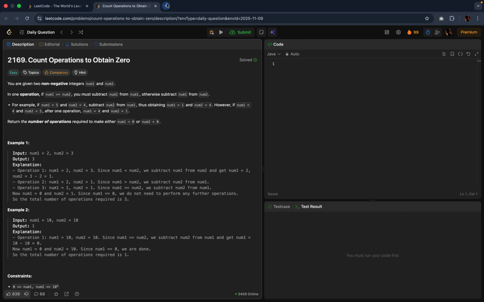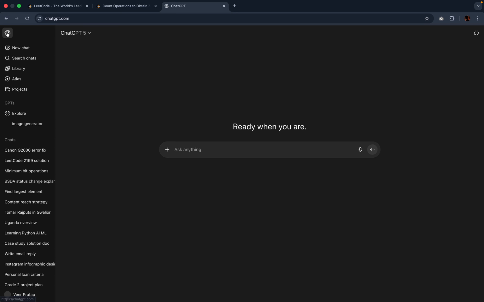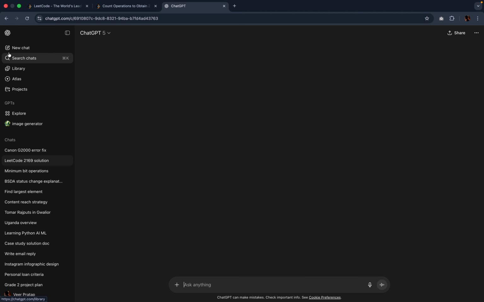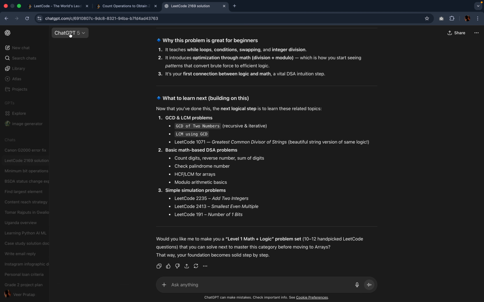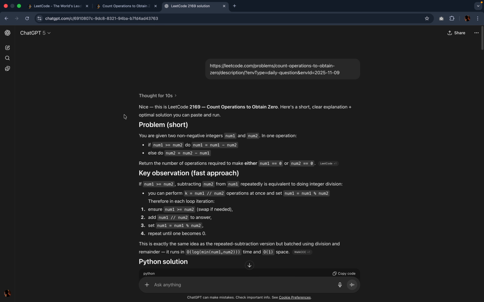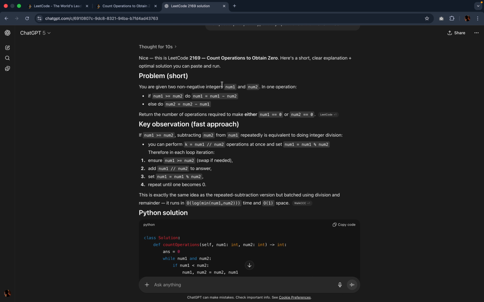So now let's go to ChatGPT first. I've already run this question, so I will just be taking the ChatGPT output and explaining it to you guys also. So this is the question, and it is giving the summary in short, that you are given two non-negative integers, which I have already told you. In an operation, if num1 is greater than or equal to num2, do num1 equals num1 minus num2, else do num2 equals num2 minus num1.